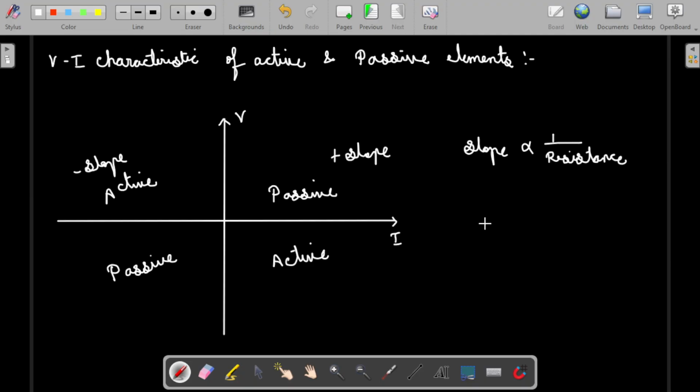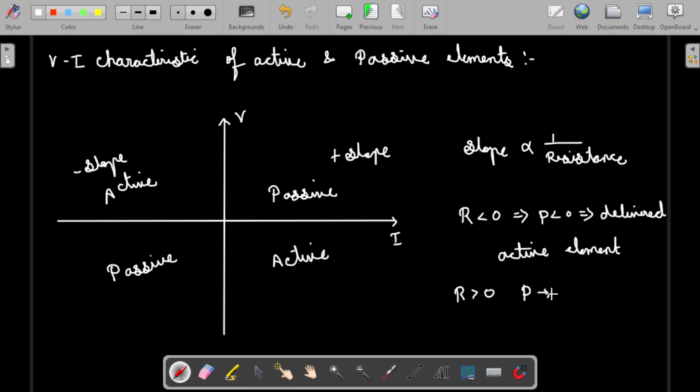But that is not our problem. Whenever R is less than 0, which clearly indicates that P is less than 0, it means power is delivered, so that will be an active element. Because in a passive element, the resistance can't be less than 0, right? If resistance is greater than 0, then power is absorbed, and that will be a passive element.